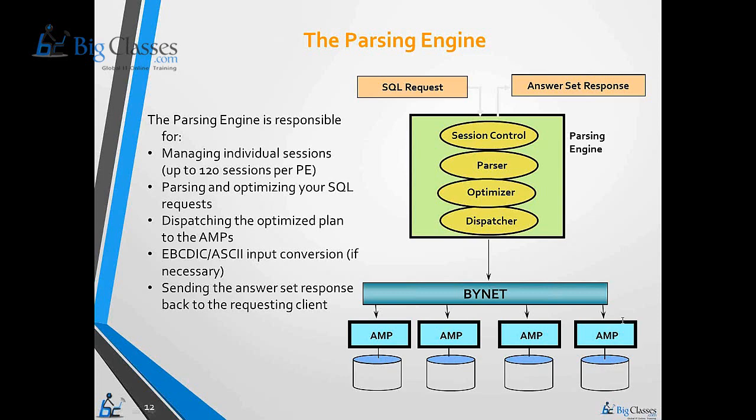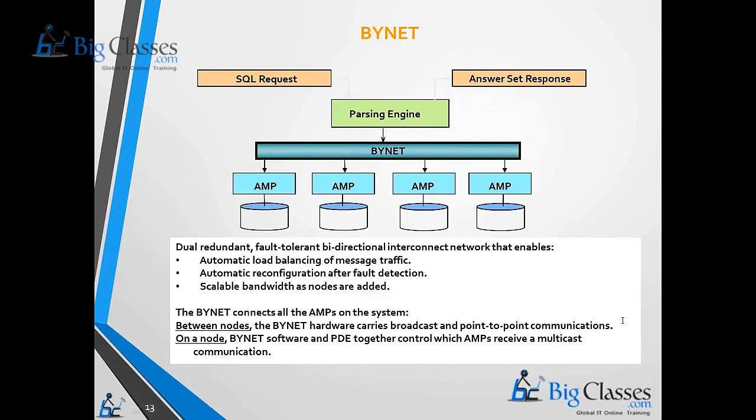Once it is fired by the parsing engine to BYNET, an AMP will process the query and send the data back to the BYNET, and BYNET will send the data back to the parsing engine. So what is a BYNET here? BYNET is a fiber optical cable, and it is software as well. It is available in both formats, because if you're using one single node, we don't need a hardware cable. But if you use multiple nodes, we have to connect the systems somewhere.